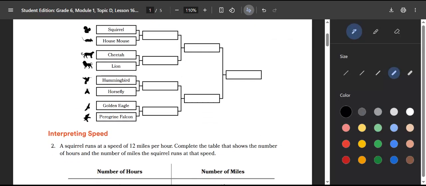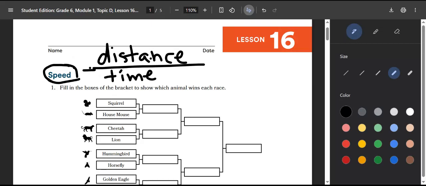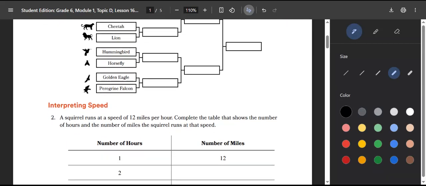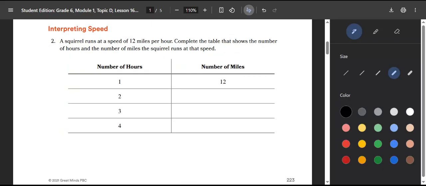Now this first section, we're going to skip that. I can't write in those little bitty boxes, but we'll talk about it in class. Everybody look at number 2. A squirrel runs at a speed of 12 miles per hour. Complete the table that shows the number of hours and the number of miles the squirrel runs at that speed. Well, this is just a ratio table. 1 hour, 12 miles. 2 hours, 24 miles. 3 hours, 36 miles. 4 hours, 48 miles.